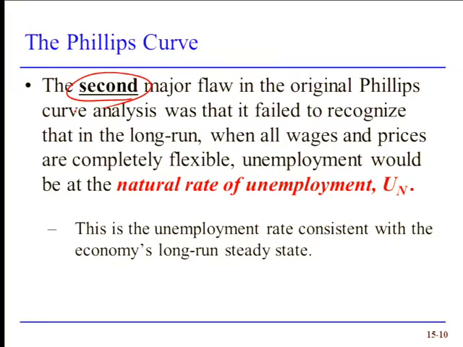The benchmark that we use is something that is known as the natural rate of unemployment. The natural rate of unemployment, U sub n. Now, the natural rate of unemployment is the unemployment rate that exists in the long run when the economy is at potential output and the labor market's in equilibrium.